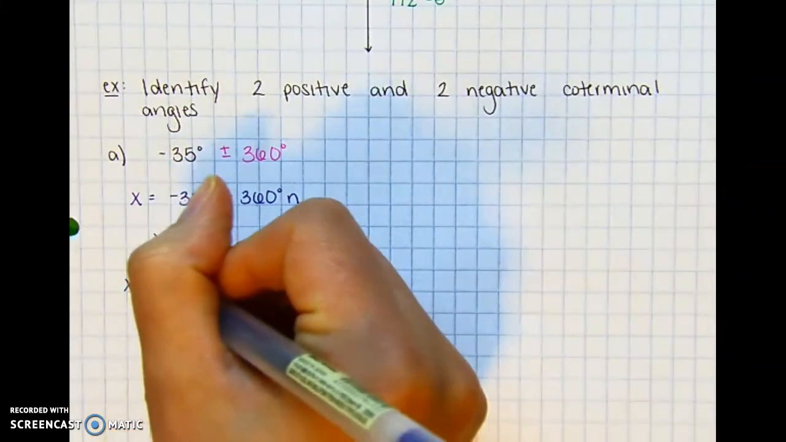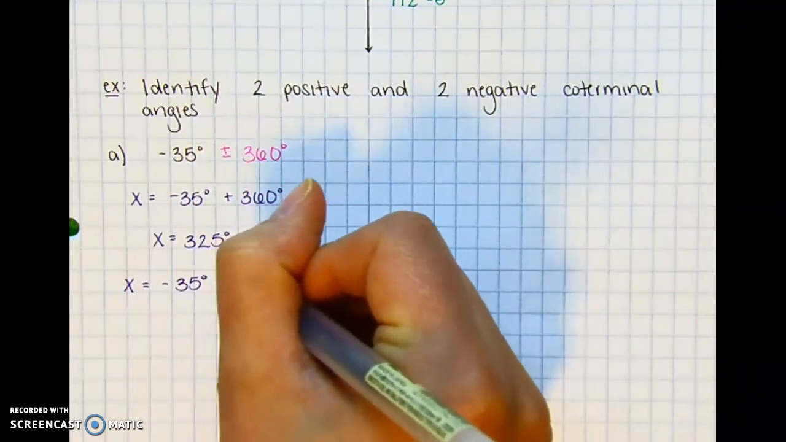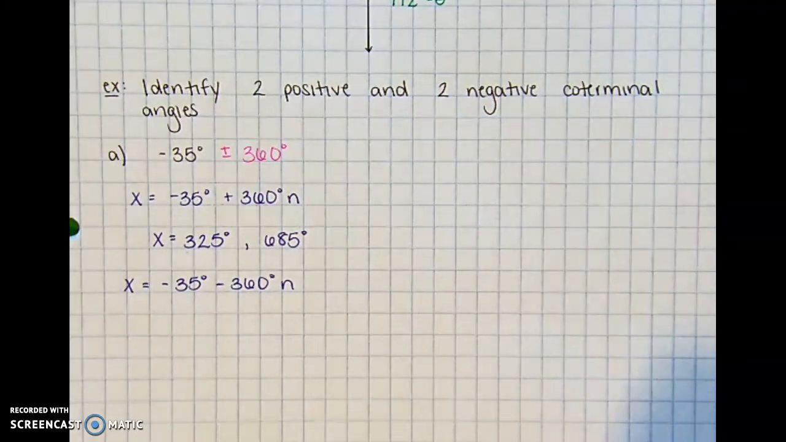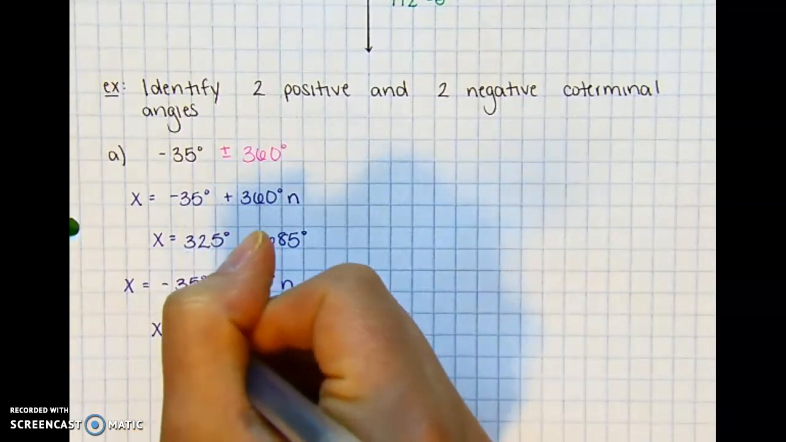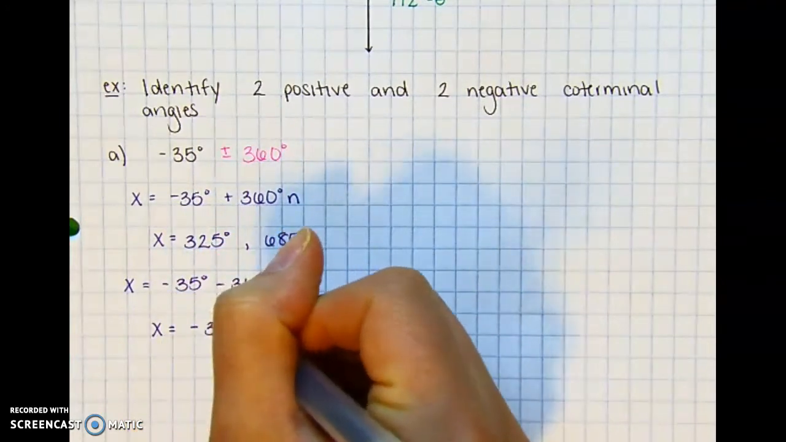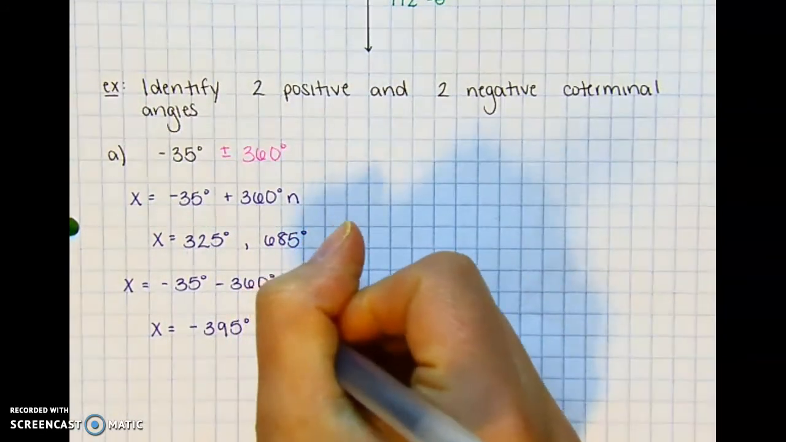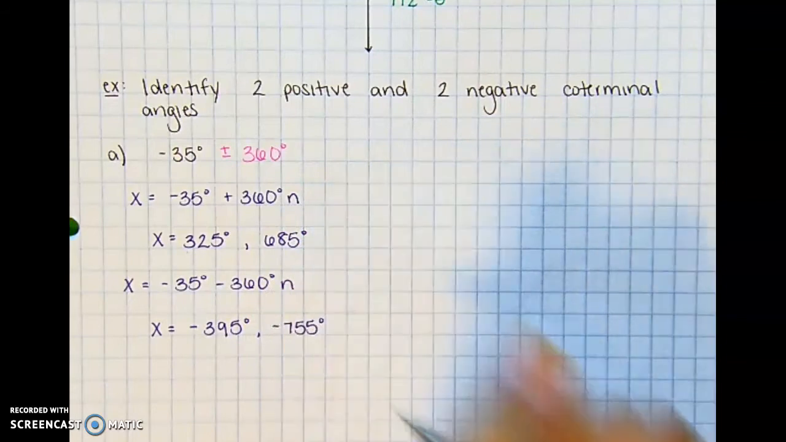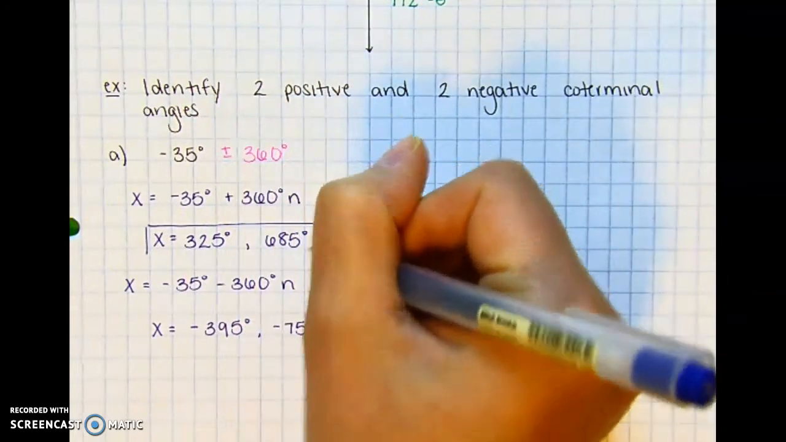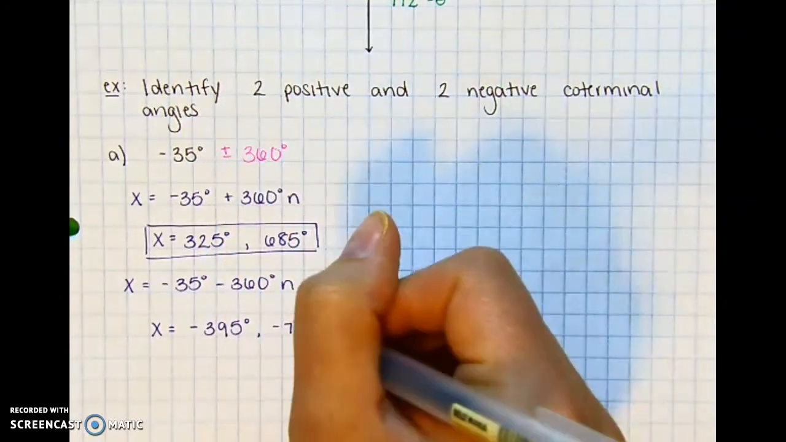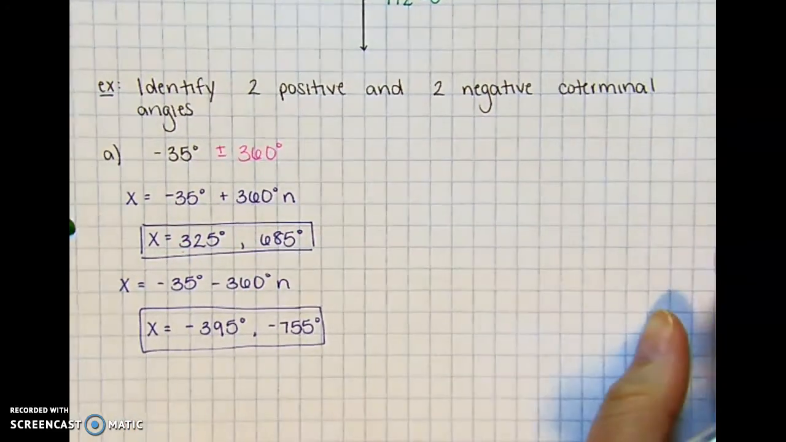So for my negative angles, I'm just going to subtract 360 degrees however many times, right? N times. And so if I do it once, I get negative 395. And if I do it a second time, I get negative 755. Okay, so there are my two positive angles that are coterminal and two negative angles that are coterminal.